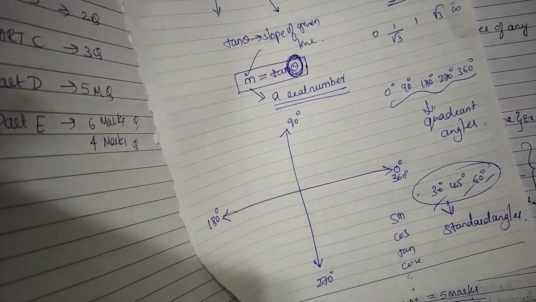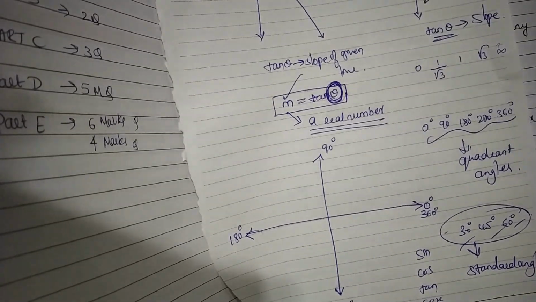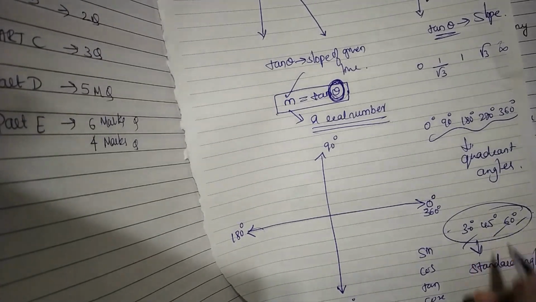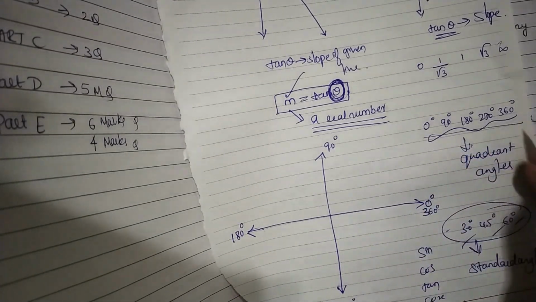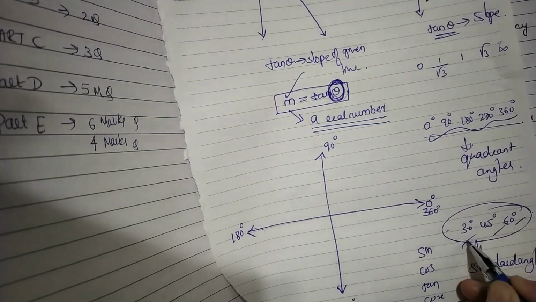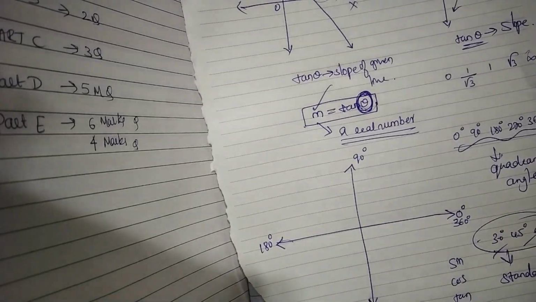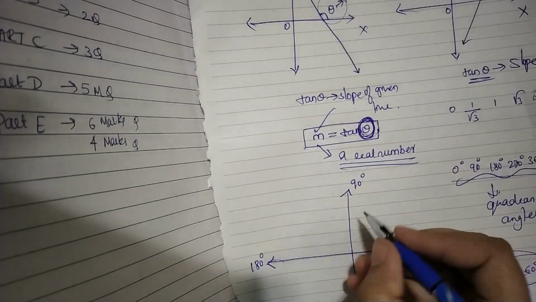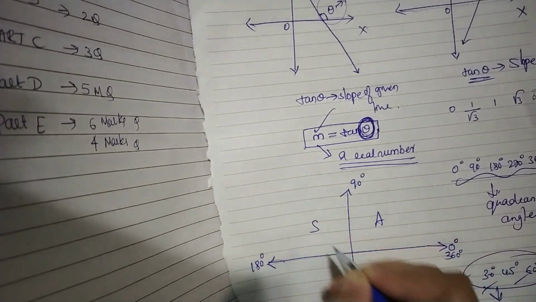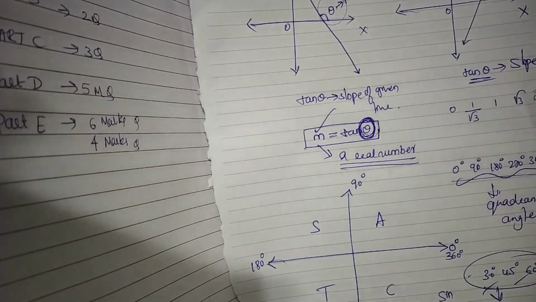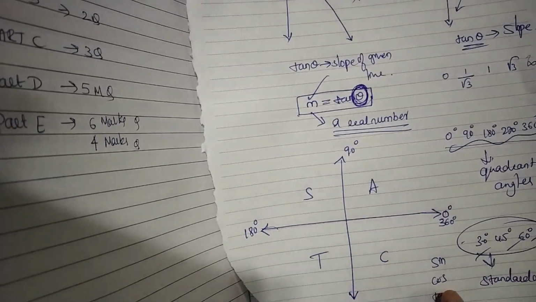Standard angles we call them. Okay, so here quadrant angles are these angles, and standard angles are nothing but 30 degree, 45 degree, 60 degree. These angles are known as standard angles. One concept you should have learnt, that is ASTC rule, quadrant rule. If you haven't learnt, you will learn it in first PUC, that is in trigonometry.